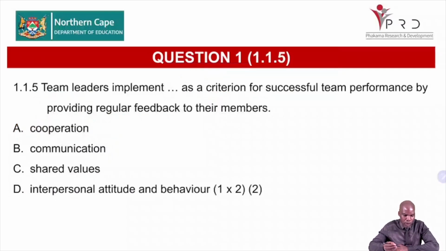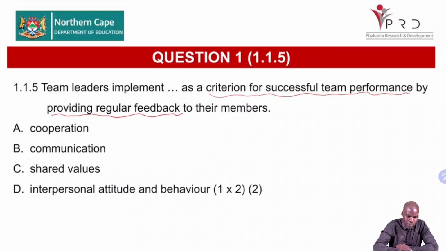Let's move on to question 1.1.5. Team leaders implement dash as a criterion for successful team performance by providing regular feedback to their members. So you think of providing regular feedback. Which of the following refers to that? A, cooperation. B, communication. C, shared values. D, interpersonal attitude and behavior. What's the most appropriate response?